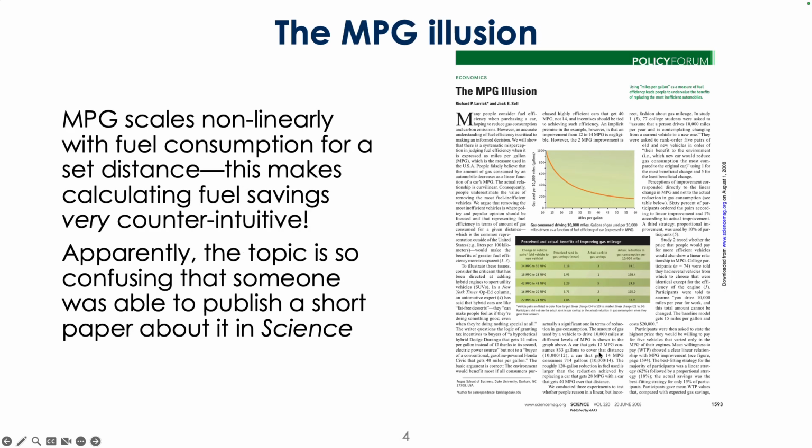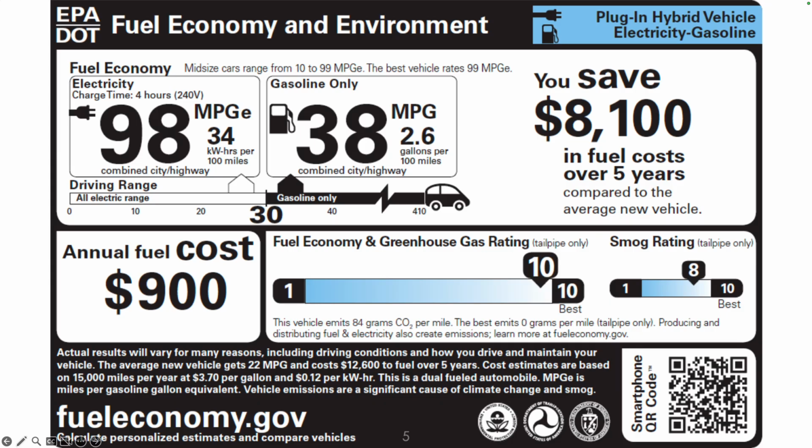And someone actually published a paper about this many years ago in Science. So MPG scales nonlinearly with fuel consumption, and it makes calculating fuel savings extremely counterintuitive. That's actually one of the reasons why.